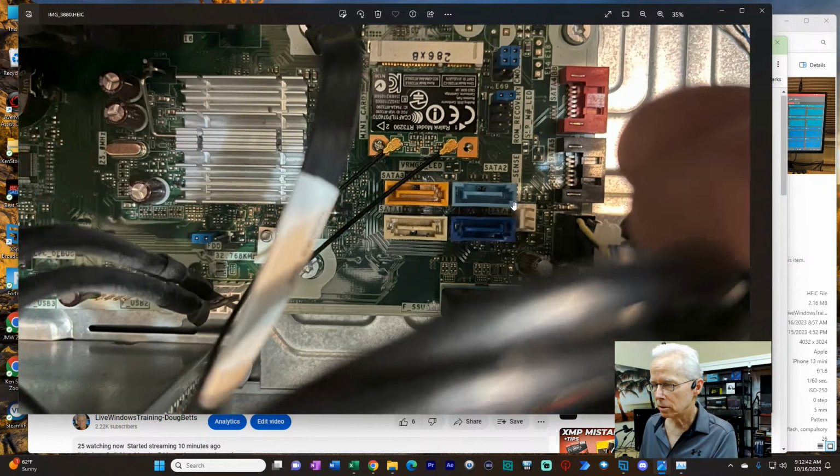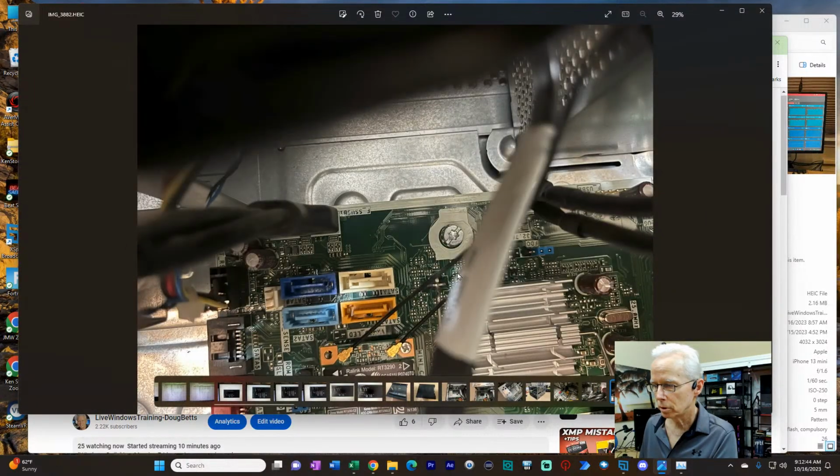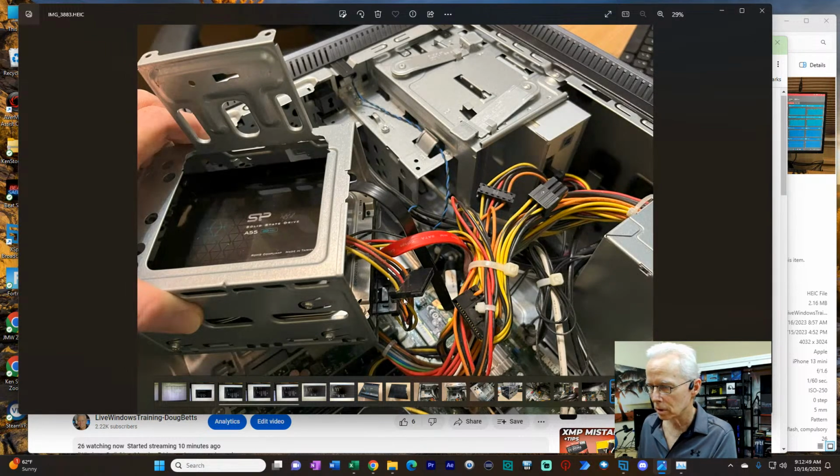Okay, moving on to the next picture. That one, there's nothing I need to show there. That was just an extra picture.